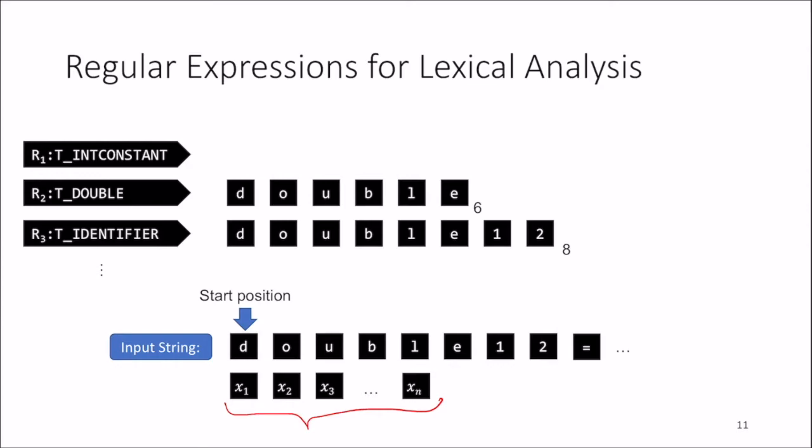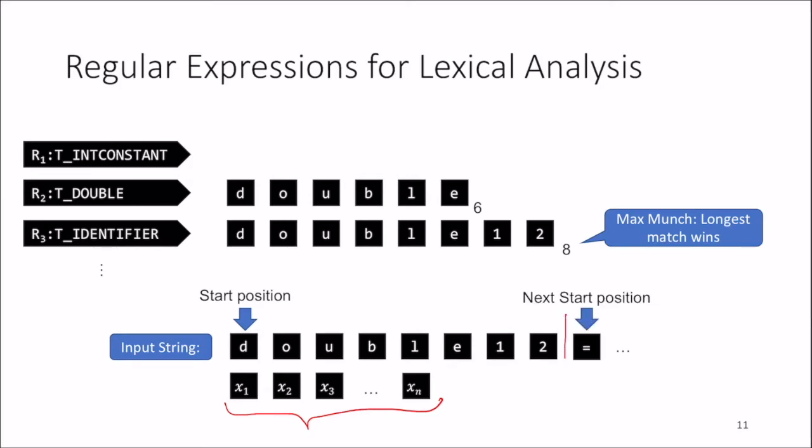So once we've matched all of them, what we would do is use this sort of strategy of maximal munch, where the longest match always wins. So if there's more than one matching regular expression, or in this case, the regular expression and the token mean the same thing, right? It's a regular expression for that token. Then we would return the token which has the longest match. And once we do that, we can see that we've matched all the way up to here in the input string. Then we set the next start position and we do this process all over again.